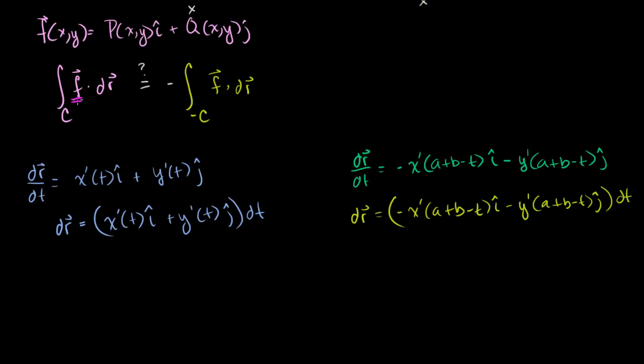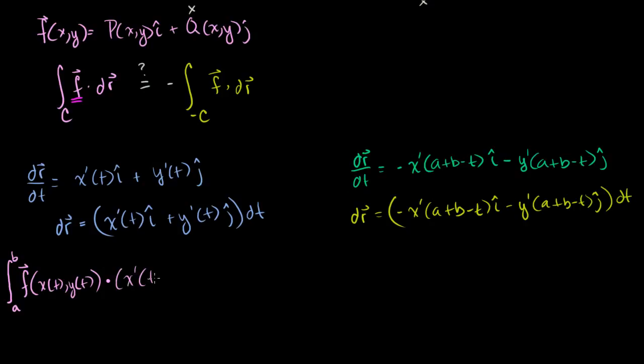Now we're ready to express this as a function of t. So this curve right here, I'll do it in pink. The pink one is going to be equal to the integral from t is equal to a to t is equal to b of f of x of t, y of t, dot this thing over here, which I'll just write out here. I could simplify it later.